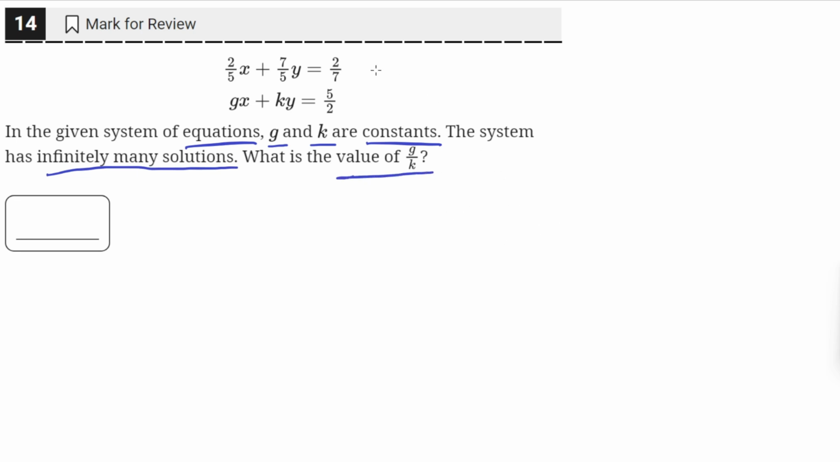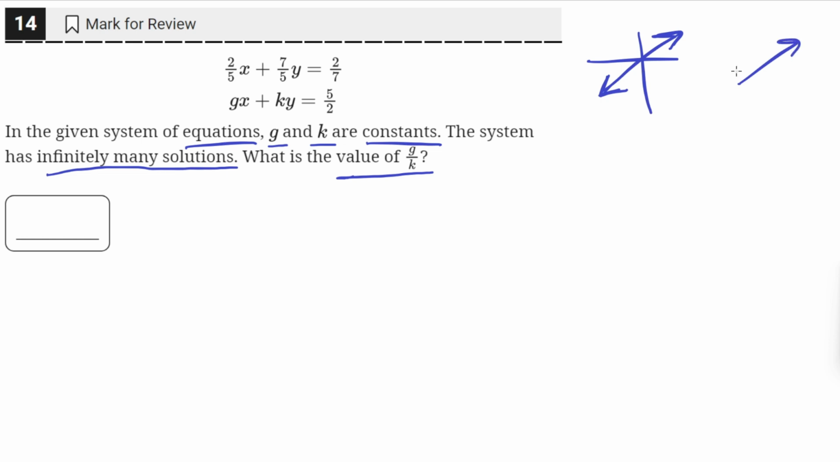Okay, so we're given these two lines, and we're told that the two lines have infinitely many solutions. What that means on a graph is that the two lines overlap. So if we had this line here, then the second line in the system of equations would just be completely overlapping it, meaning that there's infinitely many points of intersection.